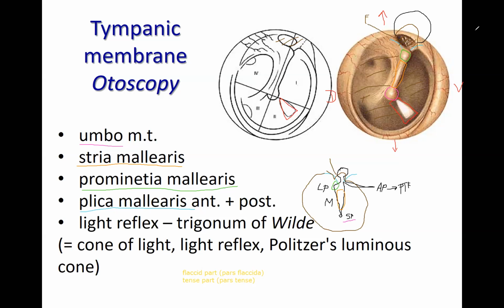And now you know all the structures which are visible. The light reflex is sometimes called the triangle of light, as the shape is triangular.